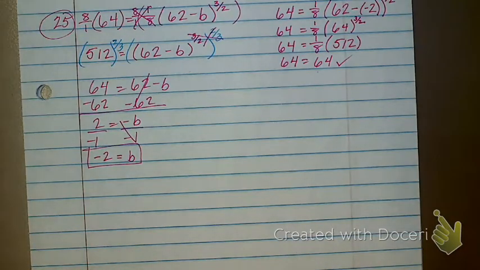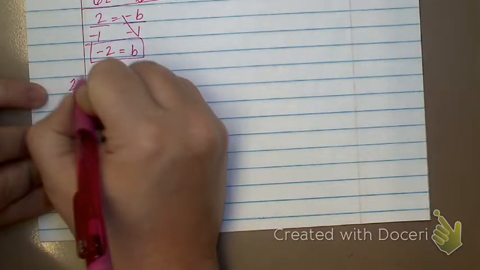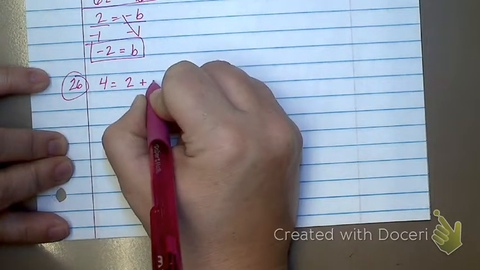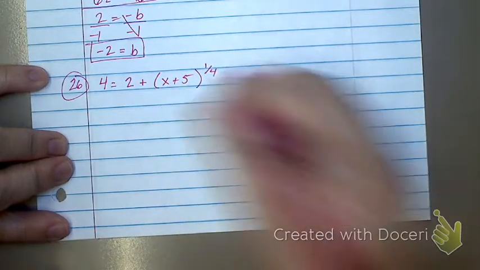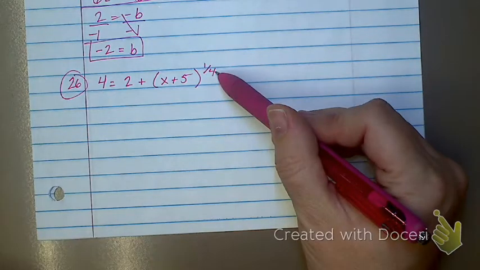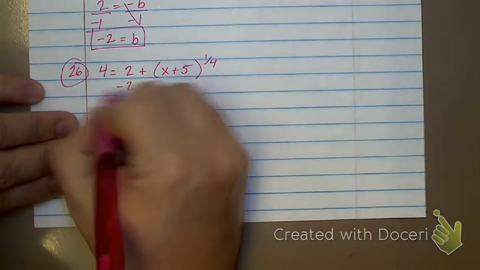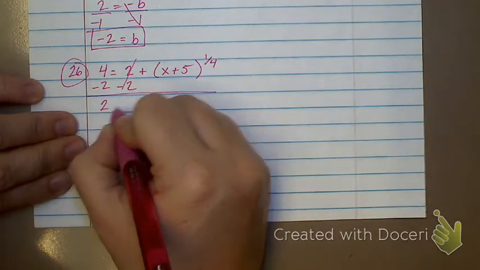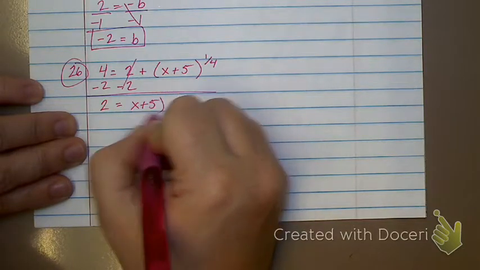Okay. All right, down to the last two. 26. Let's see if I can fit this down here. 4 equals 2 plus x plus 5 to the 1/4 power. Again, that denominator is even, so I will need to check my answer here. I'm going to go ahead and subtract 2 because I've got to get that exponent thing by itself before I can do anything. So 2 equals x plus 5 to the 1/4.